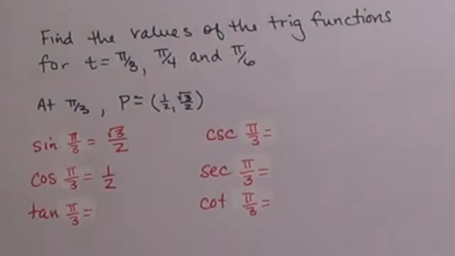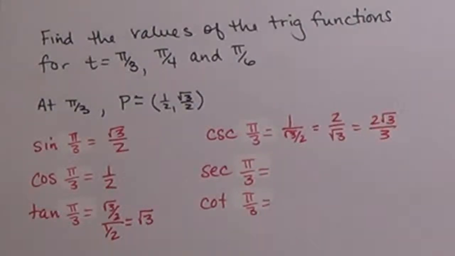Tangent we can think of as the y over the x. So in this case, we're going to have to do some simplification. So square root of 3 over 2 divided by 1/2 gives us a square root of 3. Cosecant is 1 over y. So we're basically taking our sine and reciprocating it. And again, because we've got a fraction inside of a fraction, we want to simplify that complex fraction, but we also need to rationalize the denominator.